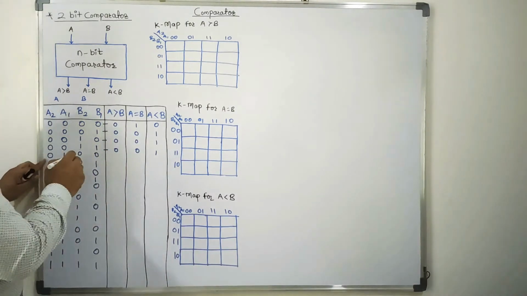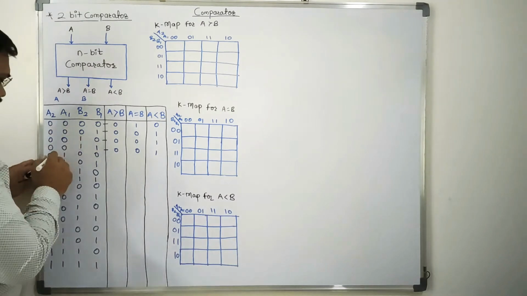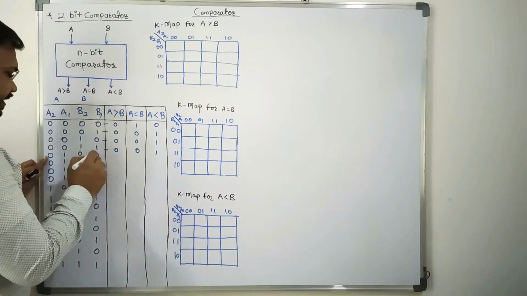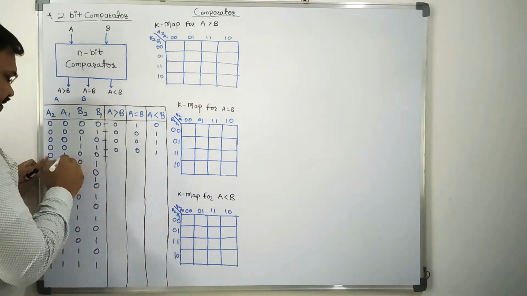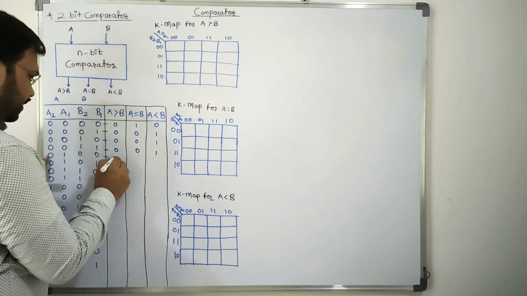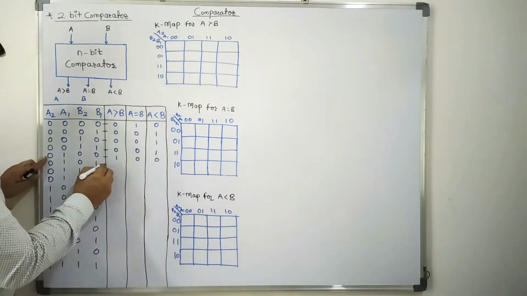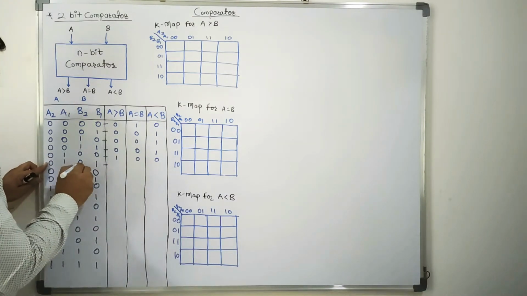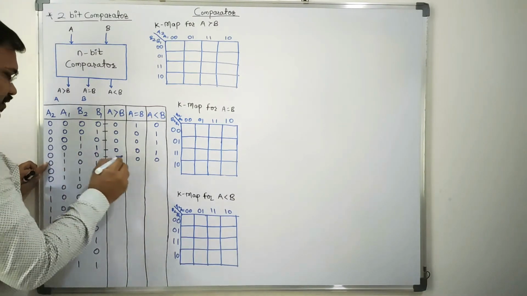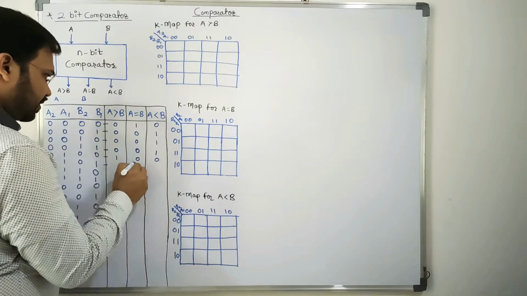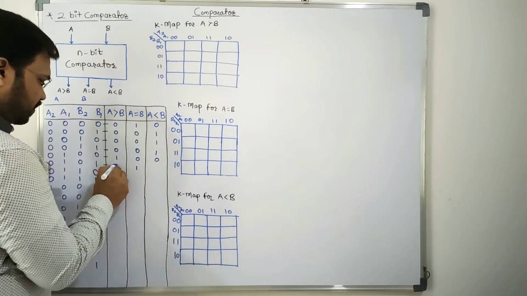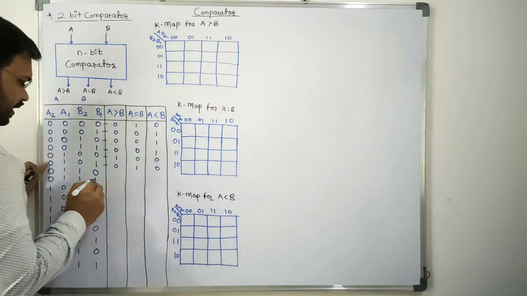Next, a2 a1 is 0 1 and b is 0 0, so a is greater than b, so that output is 1 and the remaining two are 0. Next, 0 1 0 1: both are the same, so a is equal to b, and the remaining two are 0.